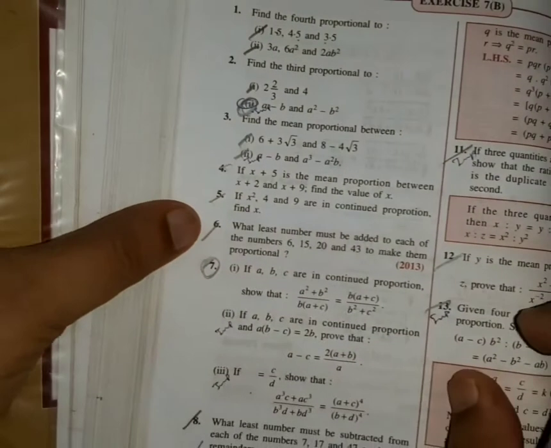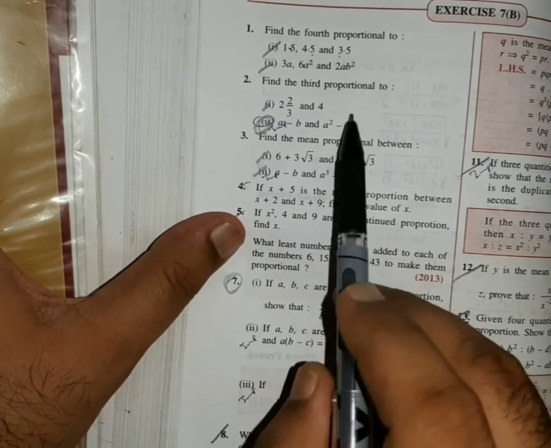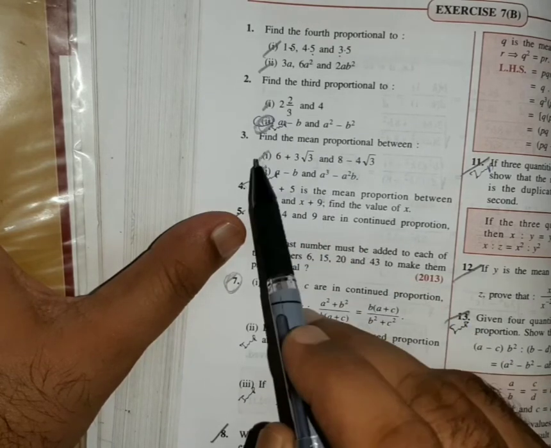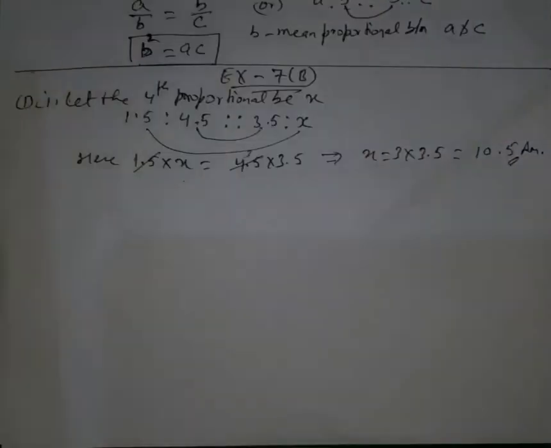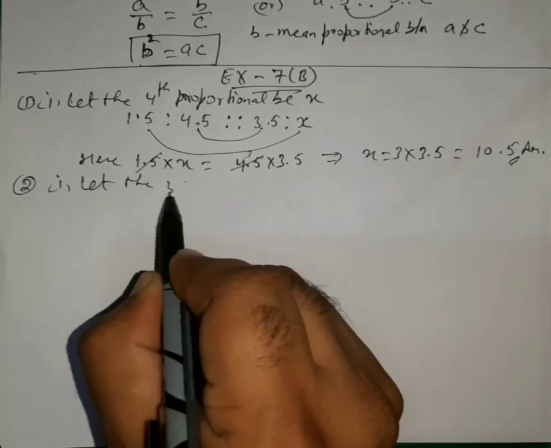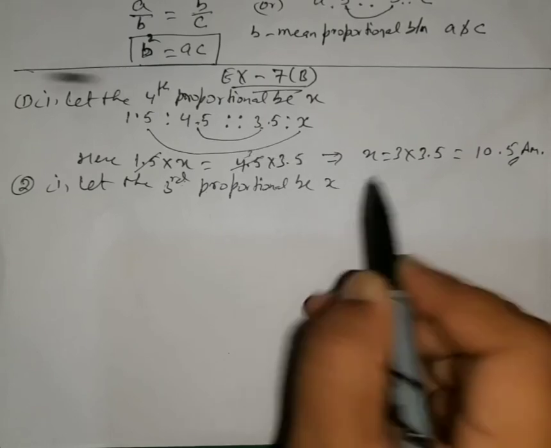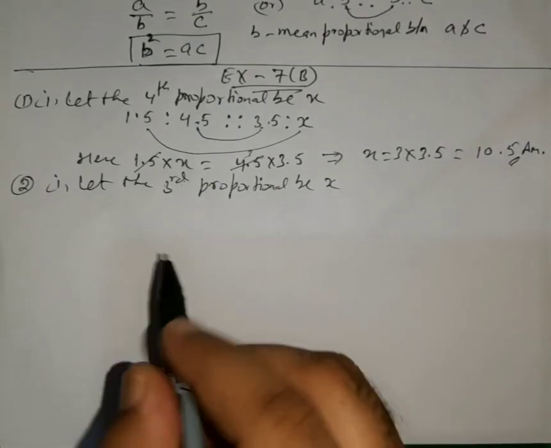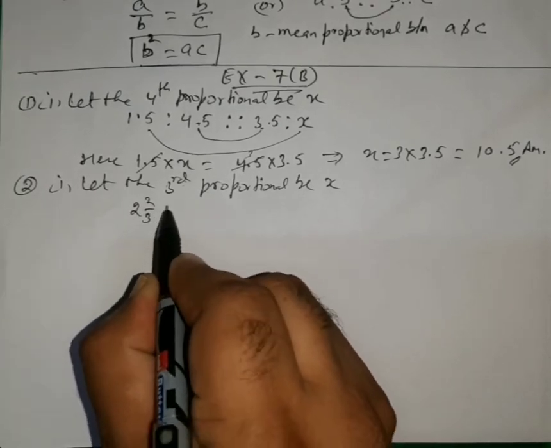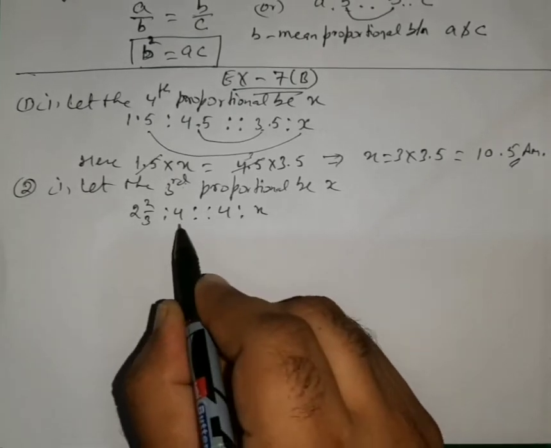In the next question, it is asked this, we have to find the third proportion. So let the third proportion be x. Now in this, since only 3 terms are there, this question is talking about the continuous proportion. So in the second question, first part, let the third proportional be x. Then 2 over 3 is to 4 is to x. So this middle term will be repeated.